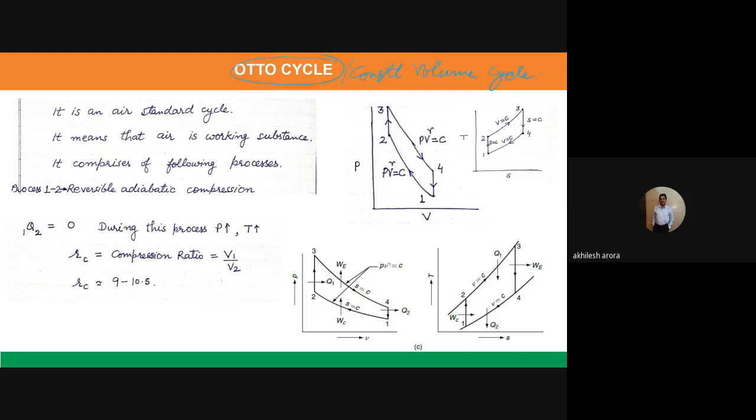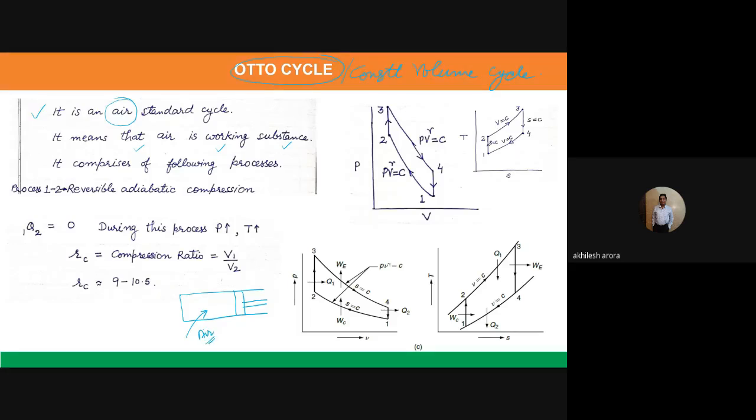Okay. So what it actually is, it's an air standard cycle. Air standard means we are considering air as the working substance. So it's written here, it means that air is the working substance. And we are considering a closed system, something like this. We have a piston and cylinder arrangement, and there are no valves in it. No valves are here, and we have air inside the closed system.